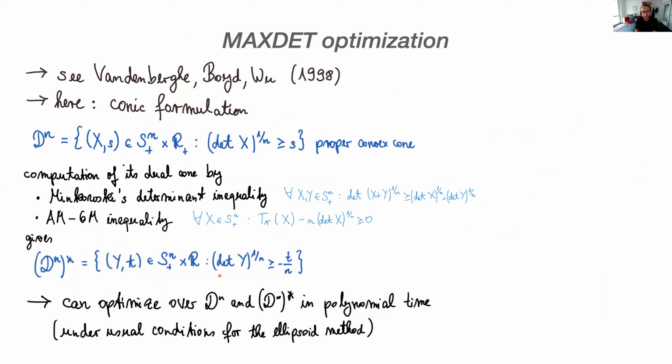Okay, so some recap of the max det optimization. Max det optimization in an algorithmic framework was first studied by Vandenberghe, Boyd and Wu in 1998. They developed some nice theory, and they also developed some algorithms to solve them. Here we are going to work with a conic formulation, so we are working with a cone D_n or D_{n+1}, and we already discussed how the dual cone looks like. The good thing is, as we already discussed, that we can optimize over these two cones, D_{n+1} and its dual, in polynomial time under usual mild conditions, for example with the Lipschitz method.